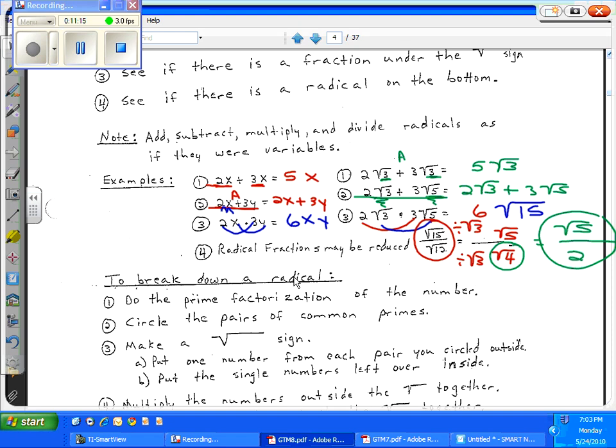Now, remember to break down a radical, we're going to do the prime factorization. We're going to circle pairs for square root. Had it been cube root, we would have circled sets of 3, fourth root sets of 4.